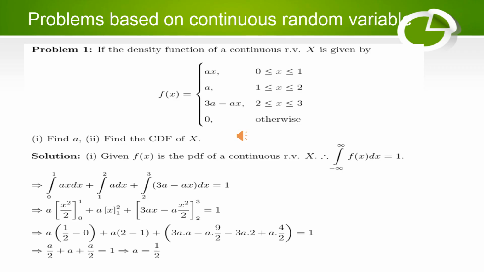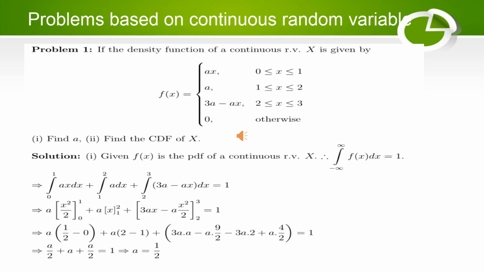Solution. Given f(x) is the PDF of a continuous random variable x, therefore the integral from minus infinity to infinity of f(x) dx equals 1. This implies the integral from 0 to 1 of x dx plus the integral from 1 to 2 of a dx plus the integral from 2 to 3 of (3a minus x) dx equals 1. This implies x squared by 2 with limits from 0 to 1, plus a times x with limits from 1 to 2, plus 3ax minus x squared by 2 with limits from 2 to 3, equals 1.